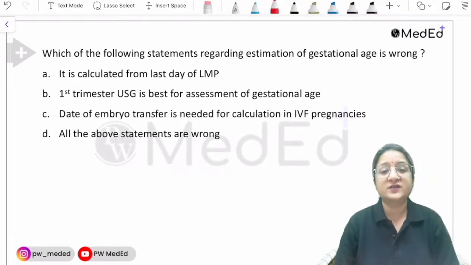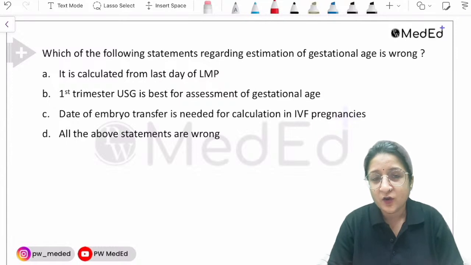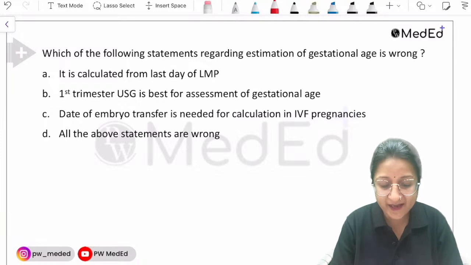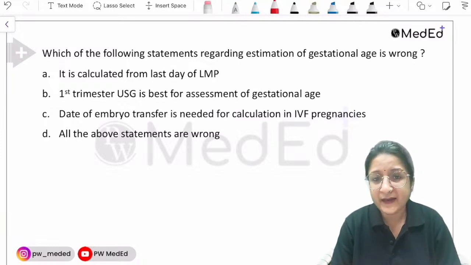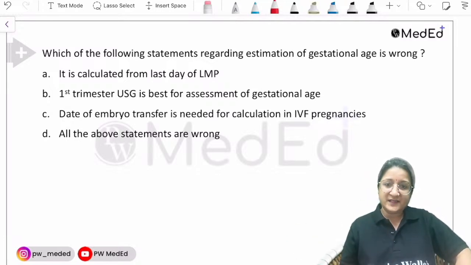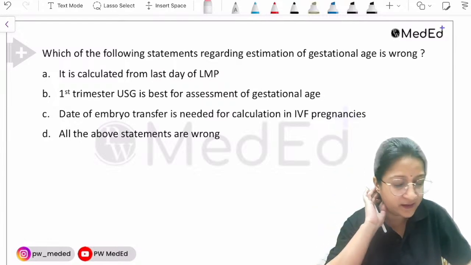So let's have a look at this question. This was a previous year question. Which of the following statements regarding estimation of gestational age is wrong? It's calculated from the last day of LMP. First trimester ultrasound is the best for estimation of gestational age. Date of embryo transfer is needed for calculation in IVF pregnancies, or all of the above statements are wrong. So this is a very straightforward question, but I did want to talk to you about calculation of gestational age in IVF pregnancy. So I included this question, right?